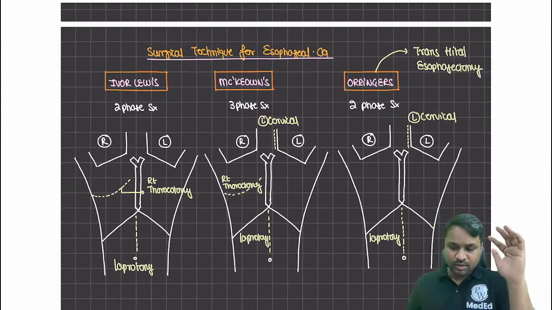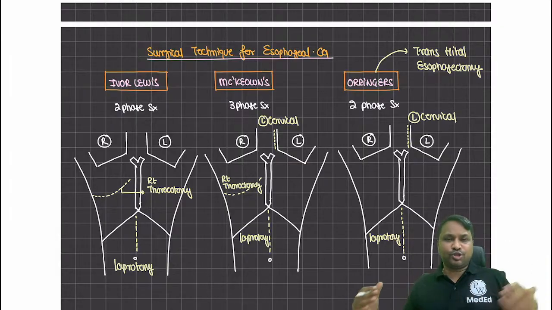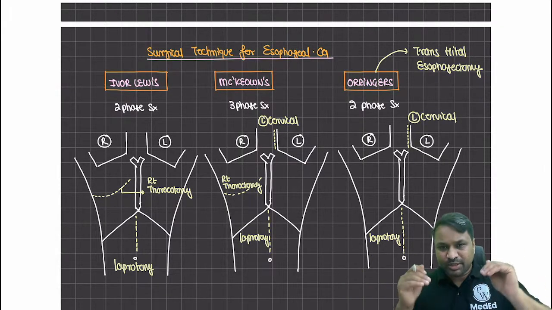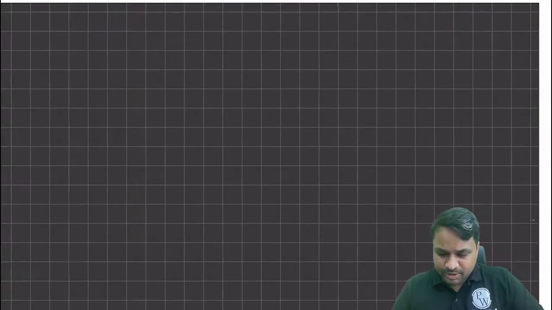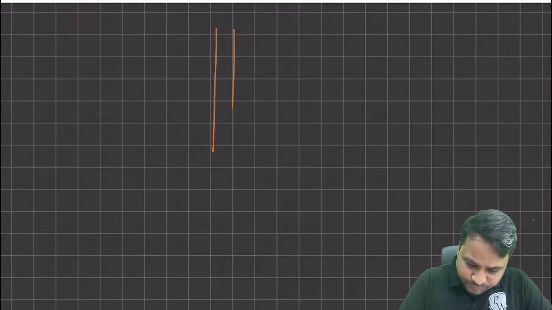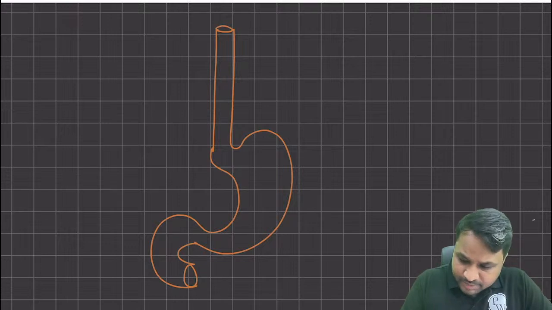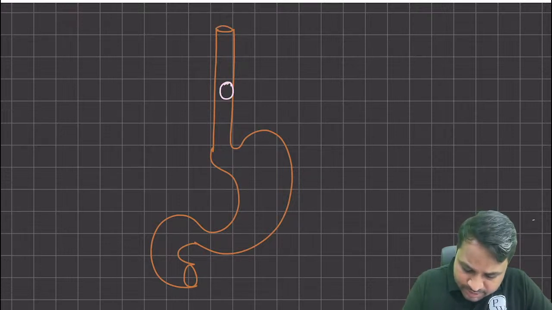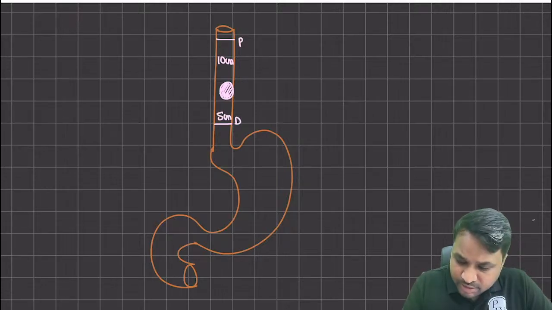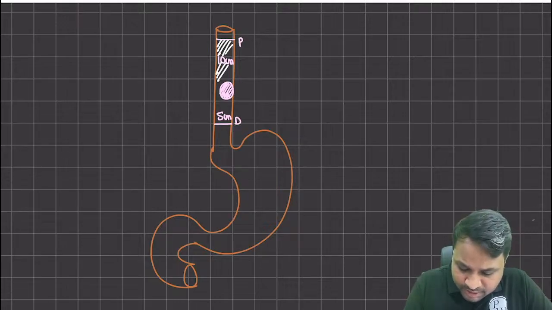Okay. Now, once you have decided what incisions to place, you have Ivor-Lewis, McKeown's, and Orringer. Based upon that, you are now going to get inside. Now, ultimately, what is going to happen? Let's try to understand that as well. You have the esophagus, and you have the stomach, which is continuous with the duodenum. I am saying that there is a tumor present inside the esophagus, and we have decided to go with a proximal 10 centimeter margin and a distal 5 centimeter margin. So this much amount of esophagus is going to be sacrificed. We're going to remove this entire esophagus per se.